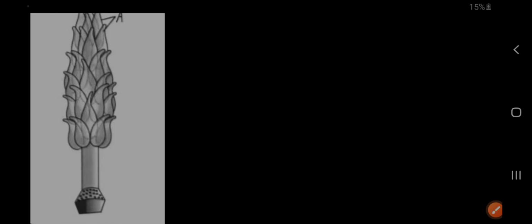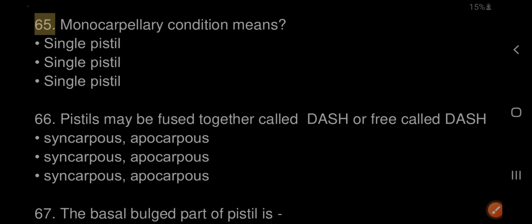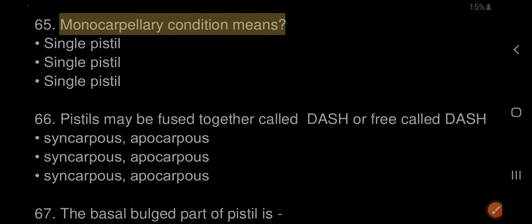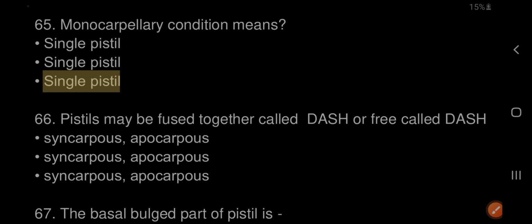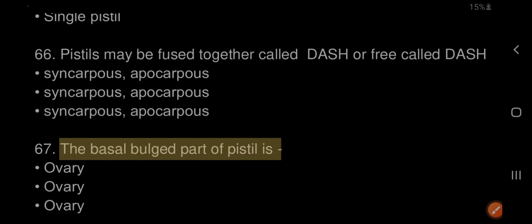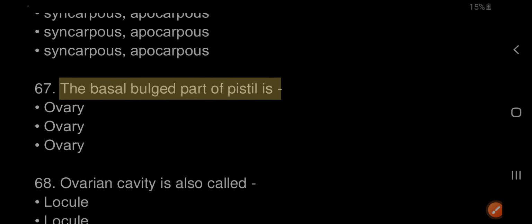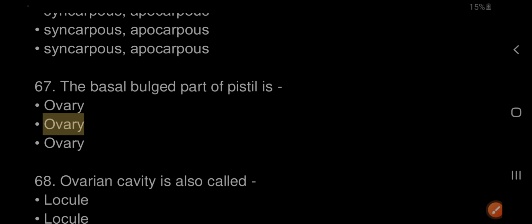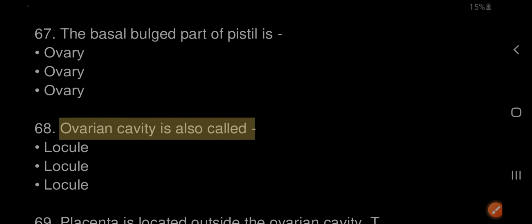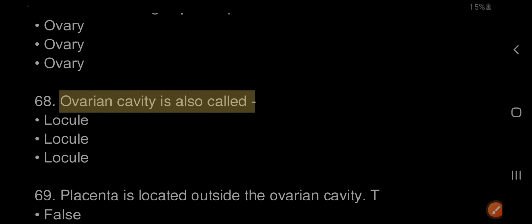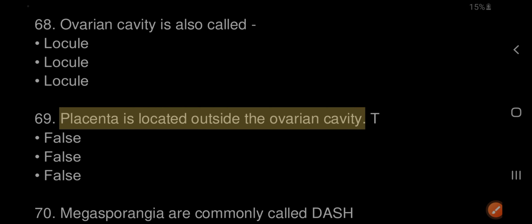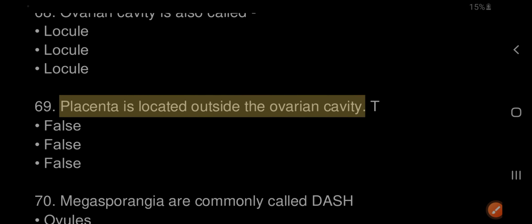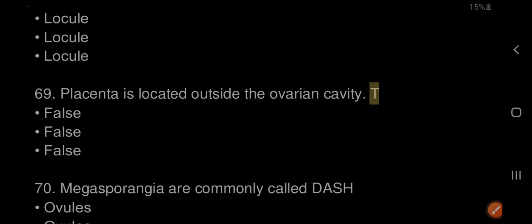65. Monocarpellary condition means single pistil. 66. Pistils may be fused together, called dash, or free, called dash. Syncarpous, apocarpous. 67. The basal bulged part of pistil is ovary. 68. Ovarian cavity is also called locule. 69. Placenta is located outside the ovarian cavity. False.